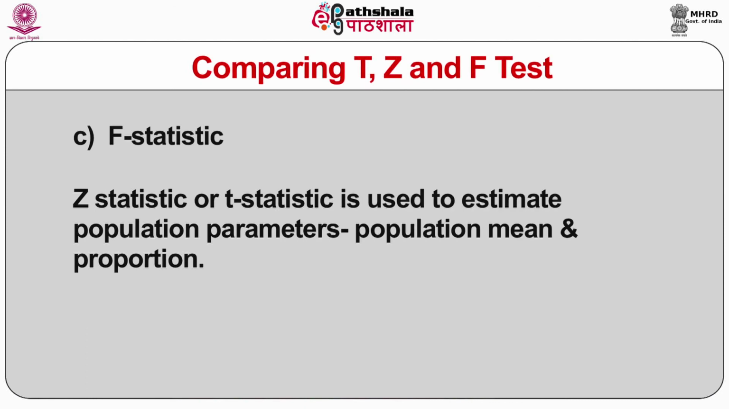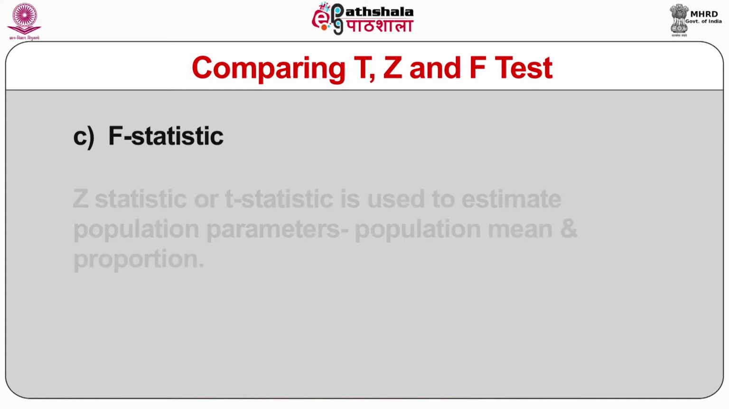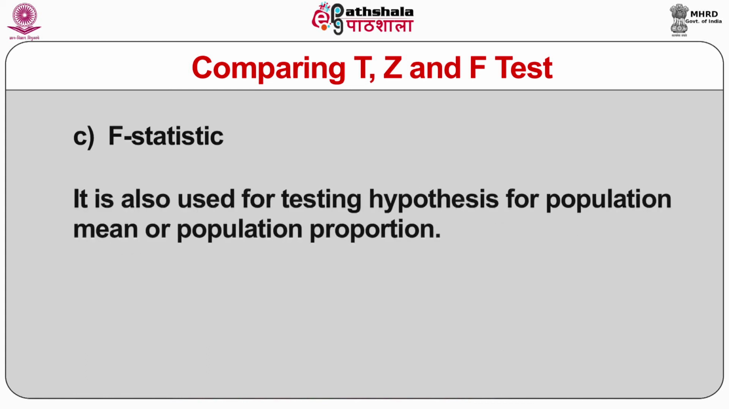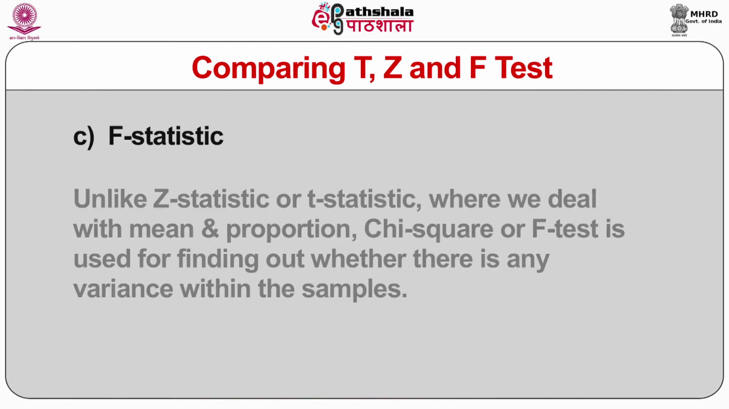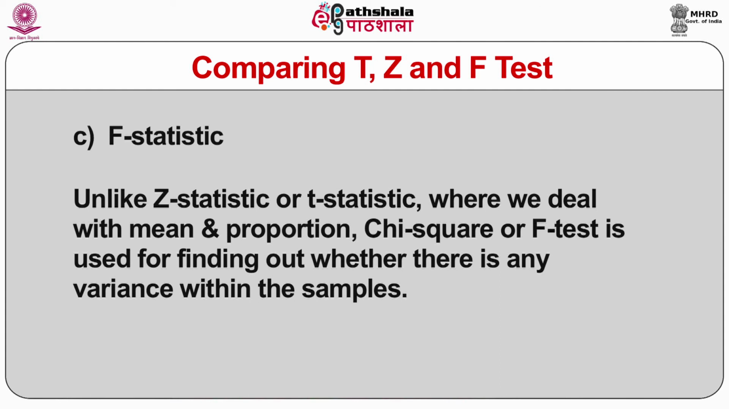Now, the F statistics. Z or T statistics is used to estimate the population parameters, that is the population mean and the proportion. It is also used for testing the hypothesis for population mean or population proportion. Unlike the Z statistics or the T statistics, where we deal with the mean and proportion, chi-square or F test is used for finding out whether there is any variance within the sample. F test is the ratio of variance of two samples.